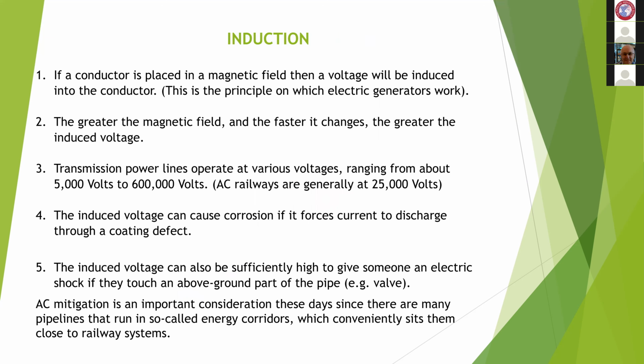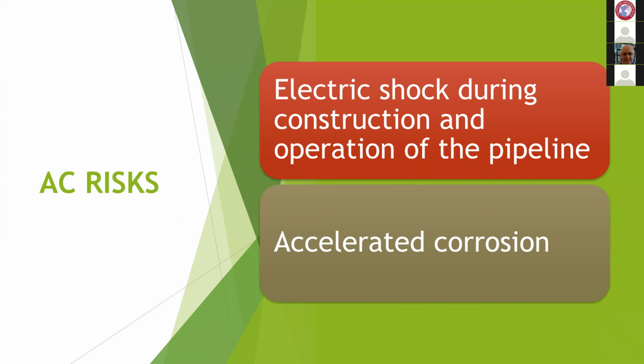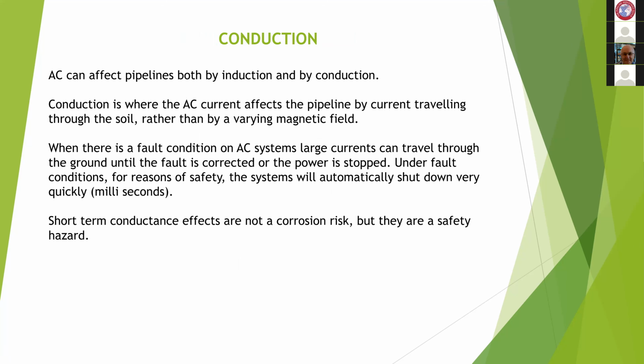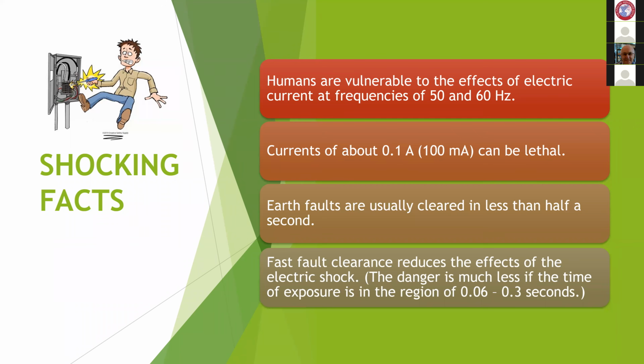So we know that if you get a conductor in a varying magnetic field, you'll have voltages induced in it. We discussed that earlier. And although this is a corrosion presentation, I am going to talk a little bit about the electric shock risk, because it definitely is there, and it's something that you as pipeline designers have to take account of. I don't think anybody would be satisfied if you just said in your spec, make sure nobody gets a belt from the electric shock.